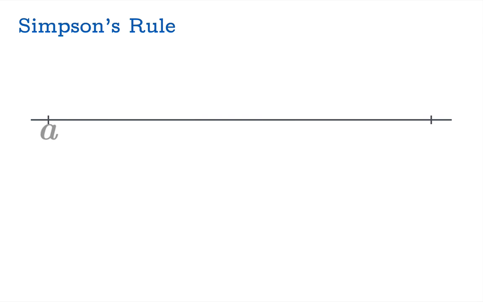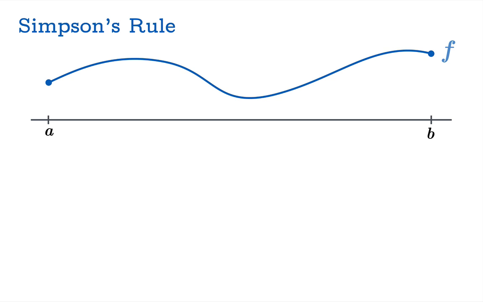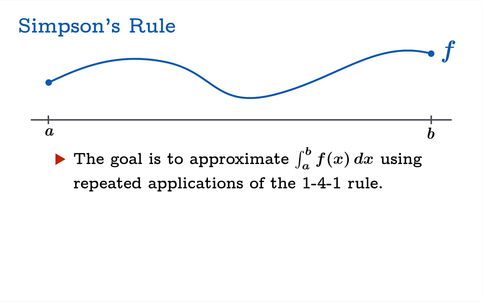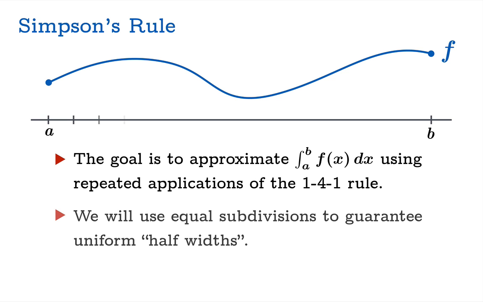So now let's turn to what we call Simpson's rule. What's the setting? You have, say, a gently oscillating function on the interval from a to b, and surely one parabolic curve is not going to approximate the graph very well, but what we might do is approximate the whole integral by using repeated applications of the 1-4-1 rule throughout the interval. And indeed, maybe we'll divide up the interval into subdivisions that guarantee uniform half-widths. We'll do this equally, in other words.